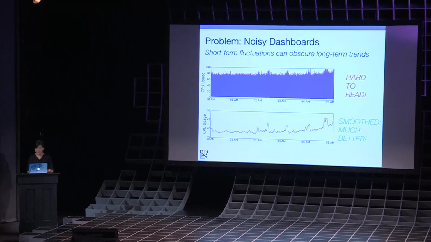I don't know about you guys, but if I were to get woken up early in the morning due to an alert in my CPU usage, I would probably rather see the latter plot. So this is what we're going to talk about today. How do we automatically generate a smooth plot like the bottom one?